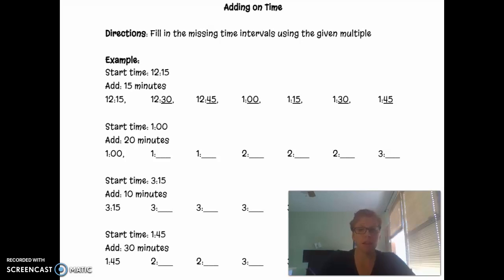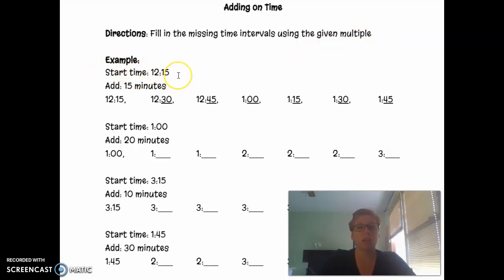Let's talk about this worksheet that is in the back of your packet. It says adding on time. Go ahead and grab that, make sure your name, number, and date is on it, and let's talk about what you're going to do. The directions say fill in the missing time intervals using the given multiple. And then we have an example in front of us.